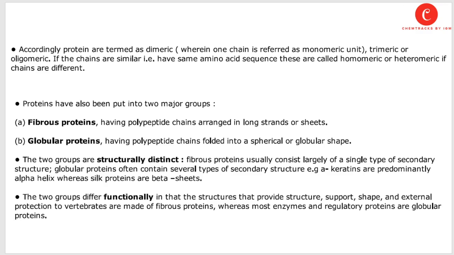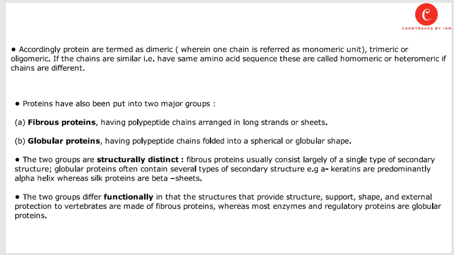There is also another classification of proteins, and they have been put into two major groups or classes. One is fibrous and the other is globular. Fibrous proteins have polypeptide chains arranged in long strands or sheets, while globular proteins have polypeptide chains folded into spherical or globular shape. So these are two main classifications of protein based on their structure or folding.